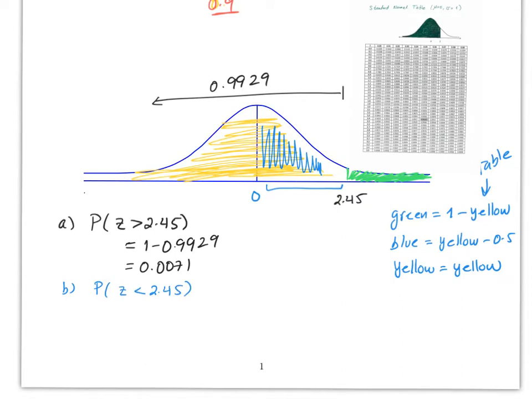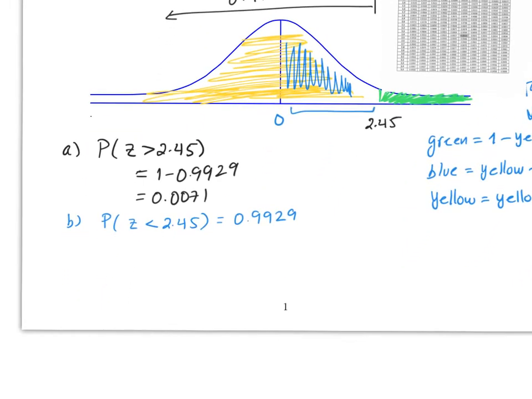Now, this time it's asking you just for the area to the left of 2.45, which is all of this, or what we call the yellow area, which is what comes from the table. Well, we already know that that's equal to 0.9929, and again, that's it.